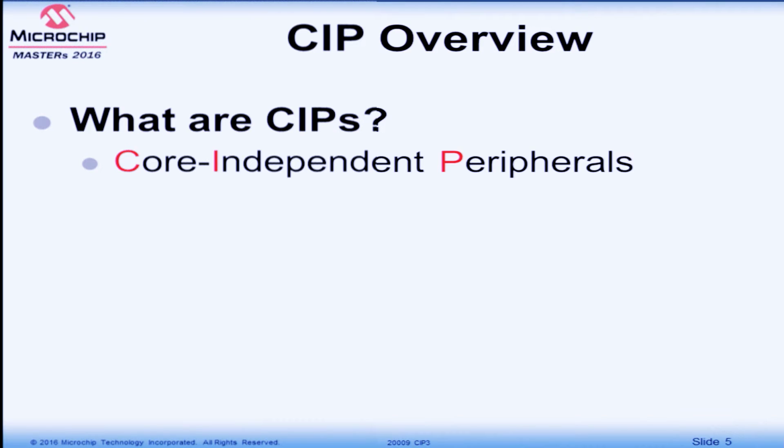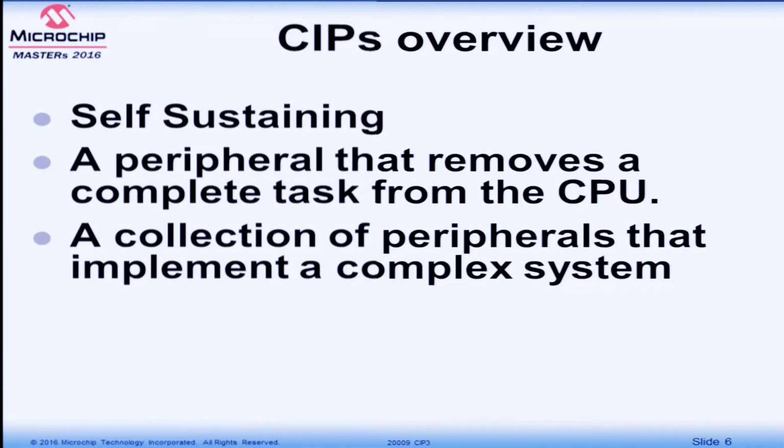For those of you who already took the previous CIP courses, CIP 1 and 2, you might have already seen those overview slides. So just think of them as a refreshment of your memory, right? They might be identical to those slides because most of us come up with the same slides. So CIP stands for Core Independent Peripherals. It's a module that is self-sustaining.